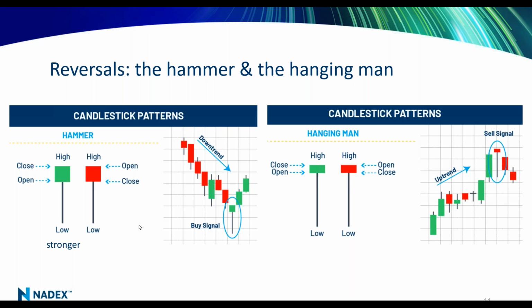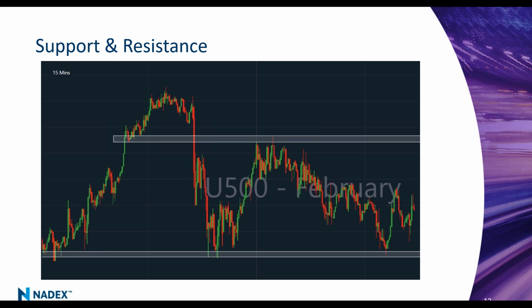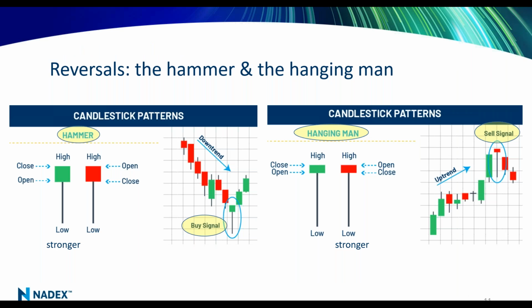All right, so there's a couple of little reversal formations I would like to talk about, and again, a reminder: a hammer is a buy signal. It's a buy signal when you're in a downtrend and you're looking for a reversal. And a hanging man is a sell signal. You're in an uptrend, you see a hanging man, it's a sell signal to potentially look for a reversal.